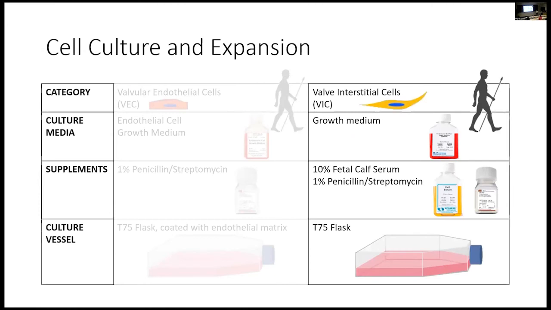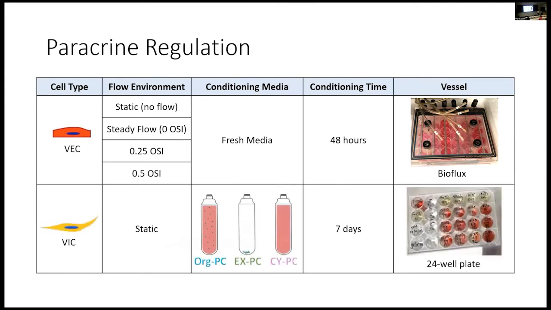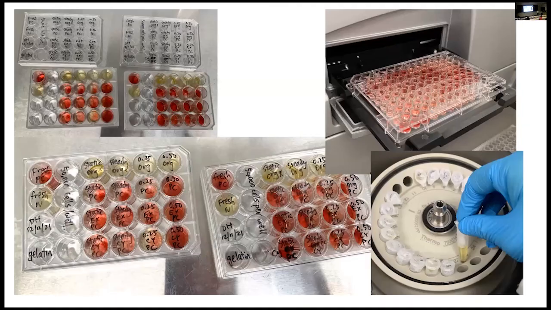So once we have the VEC media collected, the next thing is we purchased commercially available valve interstitial cells and expanded them in culture. So to simulate the paracrine signaling, we used the conditioned media from VECs in all the flow groups to further culture VICs, and the VICs were conditioned for 7 days in these 3 different groups in a 24-well plate, static. We then used alizarin red staining to quantify the level of calcification in each of the wells, and also normalized it to the amount of protein secreted in each well.